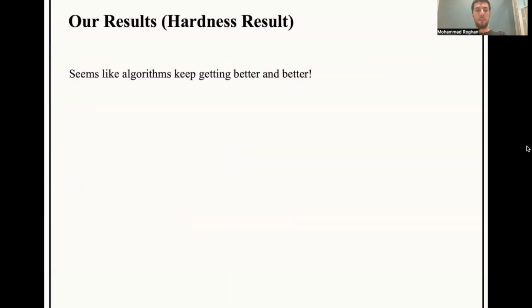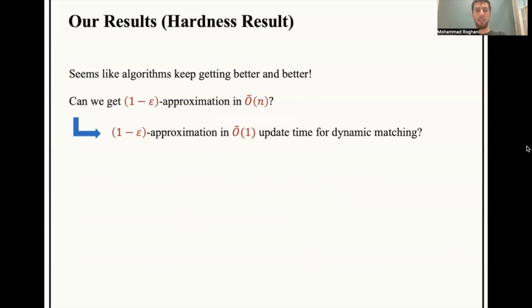So algorithms are getting better and better. So the natural question is: what's the limitation of the algorithm? Can we get, say, a 1 minus epsilon approximation in linear time? Such an algorithm will result in a breakthrough application in dynamic algorithms. Because of the connection between sublinear matching and dynamic matching, we can show that such an algorithm will result in a 1 minus epsilon approximation with O tilde of 1 update time for dynamic matching, which is a breakthrough result in the area of dynamic algorithms.